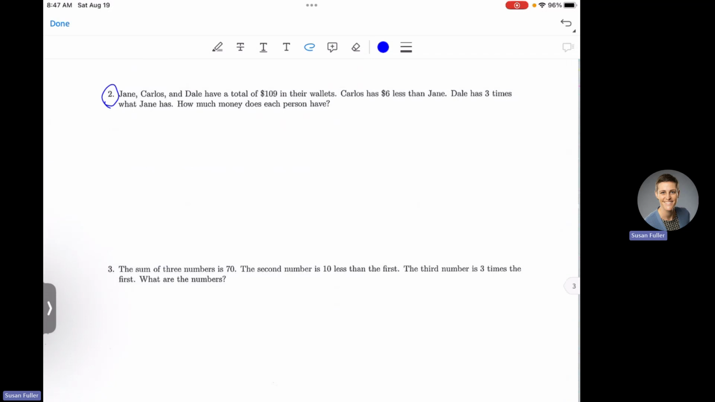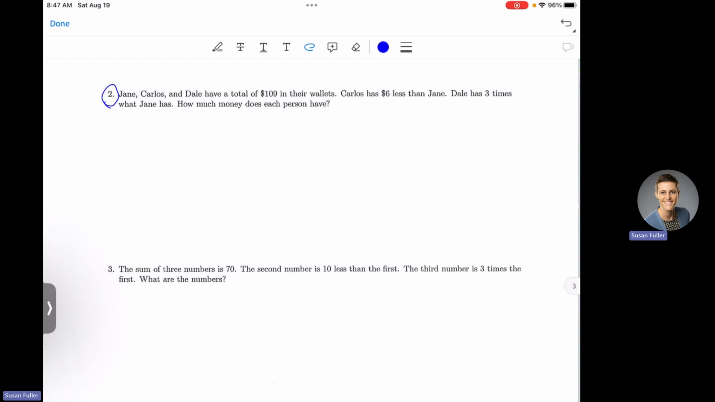All right, so the first one that I wanted to go through with you was: Jane, Carlos, and Dale have a total of $109 in their wallets. Carlos has $6 less than Jane. Dale has 3 times what Jane has. How much money does each person have? If you need to pause it and reread it, go ahead and do that.